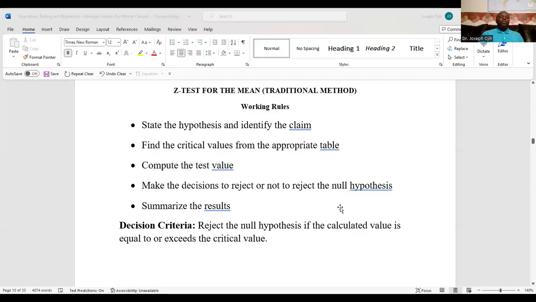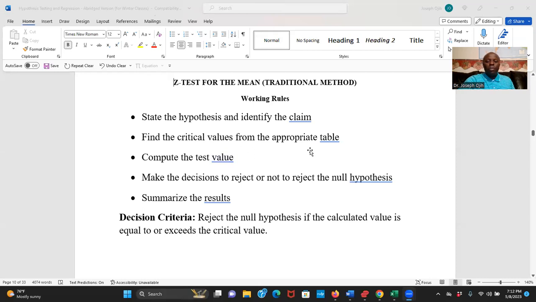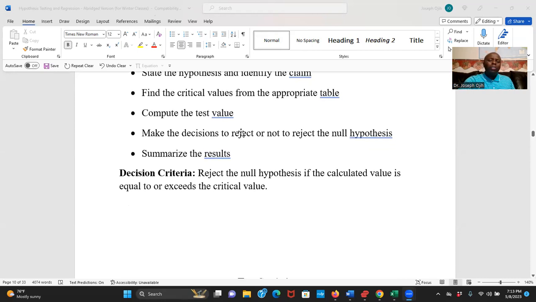Good. So you state the hypothesis and identify your claim. Then find the critical value from the appropriate test. Compute the test value. Make decision to reject or not to reject the hypothesis. And summarize the result. Now, this is for the traditional method of doing z-test. Now, how do you make the decision to reject or not reject my hypothesis? We do that by following this criteria here.